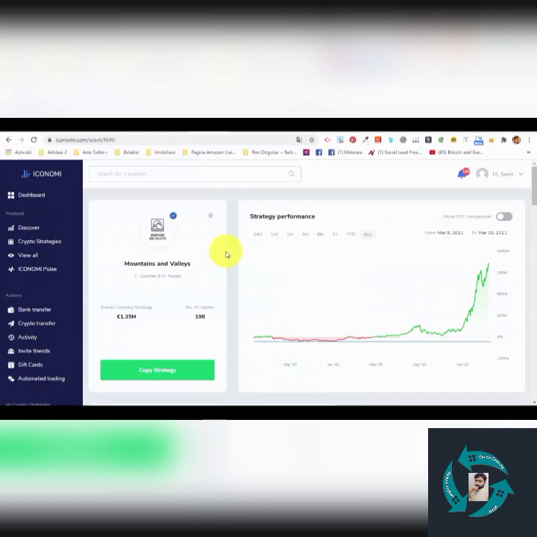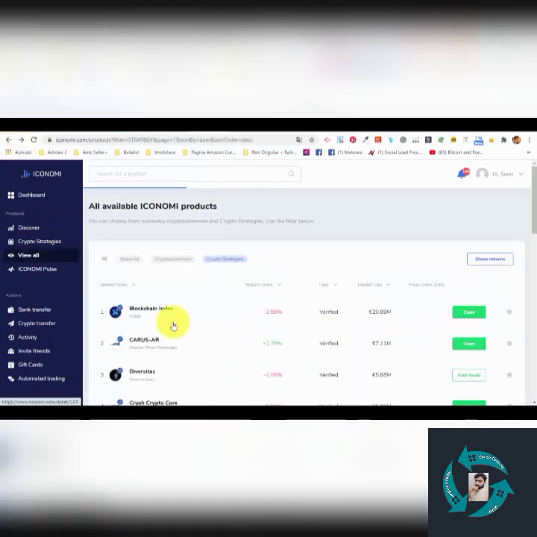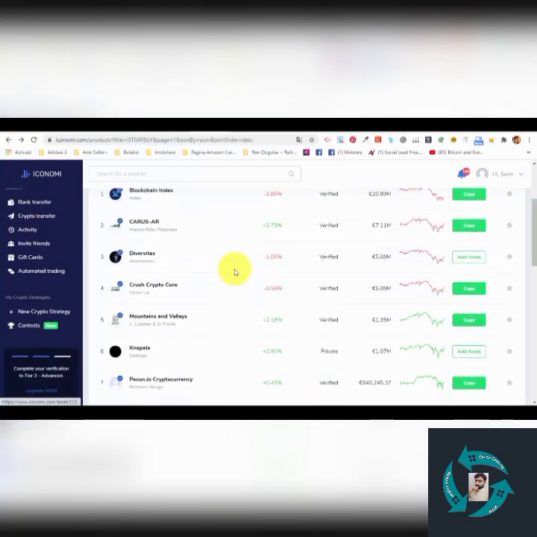Okay, so this is how this works. This is one of the platforms. You just click on copy, you add your funds. As you can see in this example, we are copying this strategy, and that's about it.